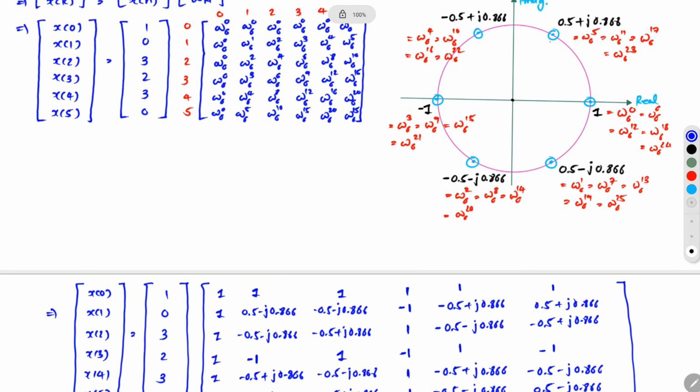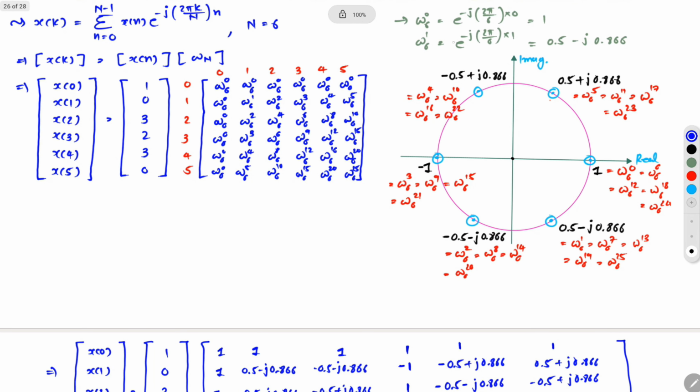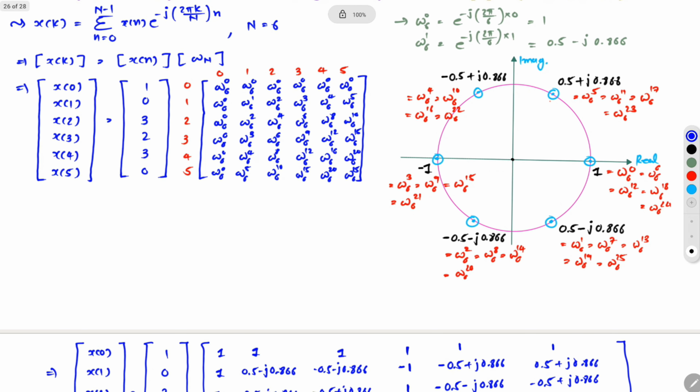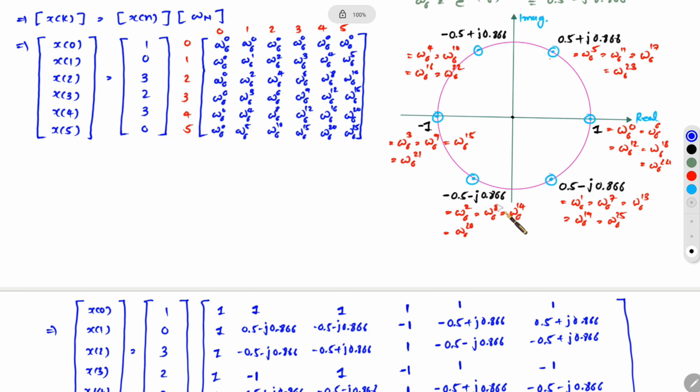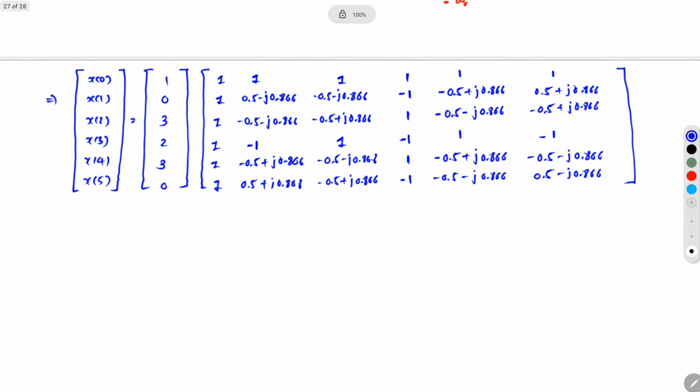Initially you might be thinking you will write these equations and then solve them, but that will consume more time and there are higher chances that you may make an error. So I request you to follow this circle pattern. Now this multiplication of matrix is quite easy.